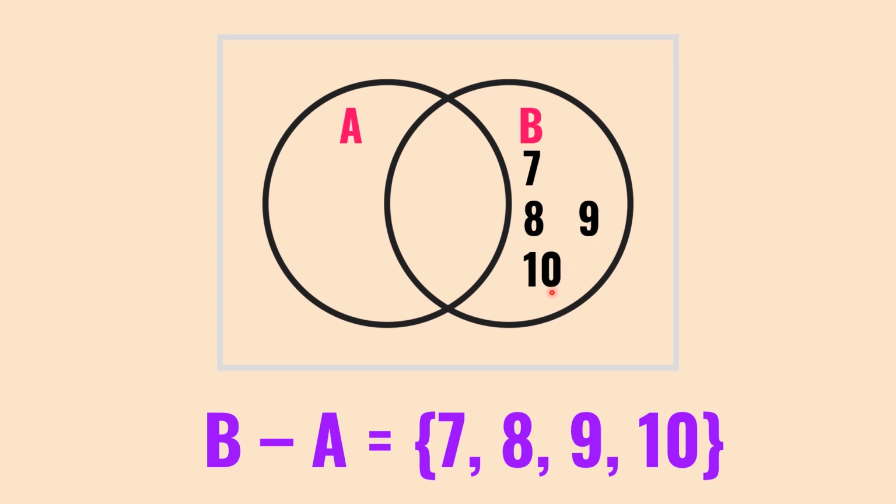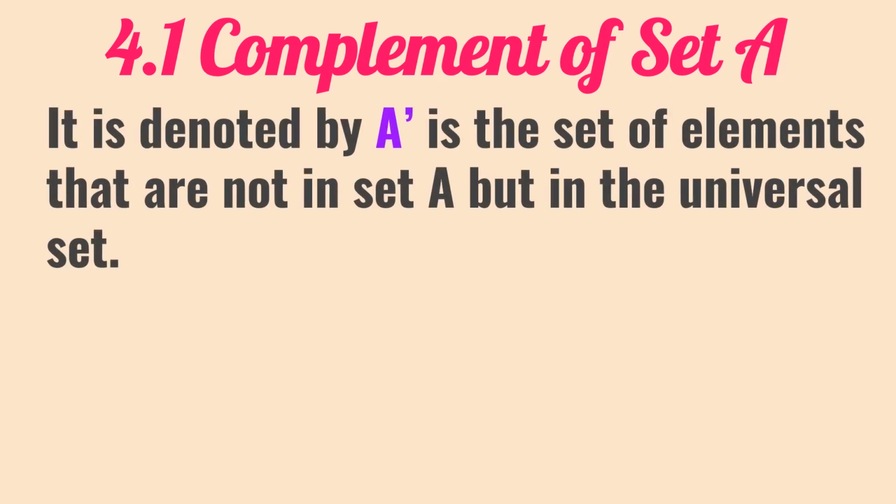7, 8, 9, 10. Now let's discuss complement of sets. And let's begin with complement of set A. It is denoted by A apostrophe, and it is the set of all elements that are not in set A but in the universal set. A apostrophe denotes complement of set A.